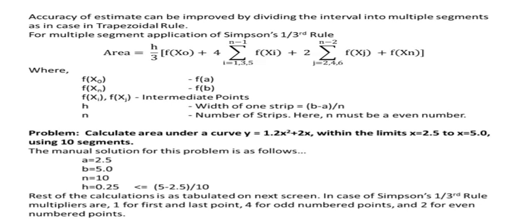So f of xi and f of xj are intermediate points. So these are basically alternate points. The first point is f of A. Next point will be f of xi, next point f of xj, next f of xi, next f of xj, f of xi, f of xj. This will be continued till the last broken point. The last broken point will be f of xi, and the last point will be f of b.